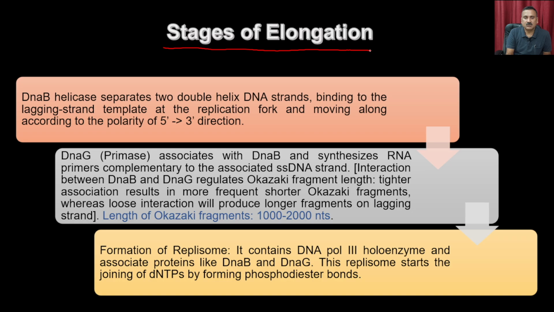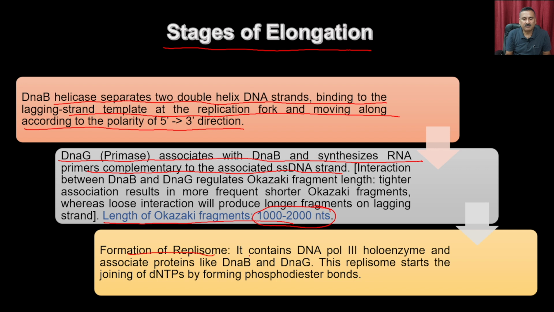So, there are three different stages of the elongation. DNA B helicase separates the two DNA molecules, binding to the lagging strand template at the replication fork and moving along according to the polarity of 5' to 3' direction. Now, DNA G, the primase, associated with DNA B, synthesizes the RNA primers complementary to the single stranded template. Interaction between DNA B and DNA G regulates the Okazaki fragment length. Tighter association results in more frequent short fragments, whereas the loose interaction will produce longer fragments on the lagging strand. The length of Okazaki fragments could vary between 1000 to 2000 nucleotides.